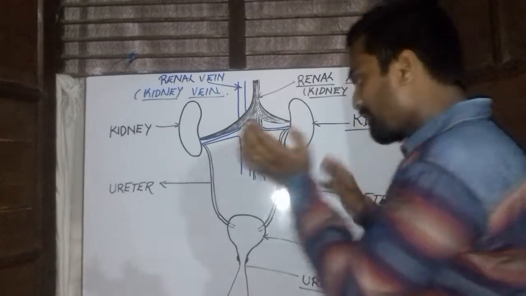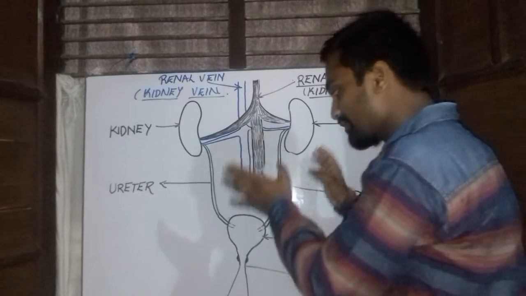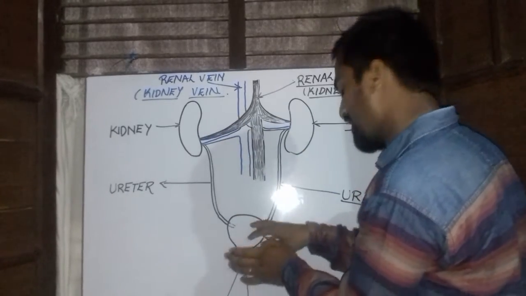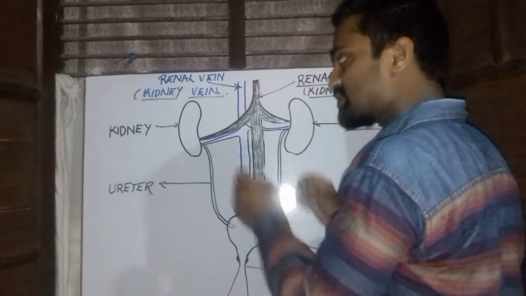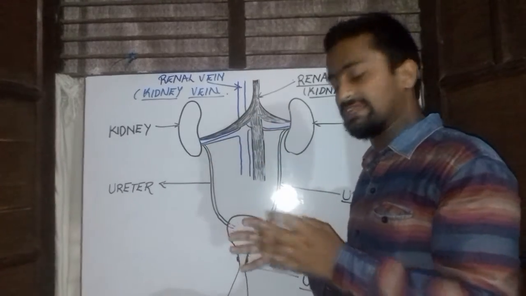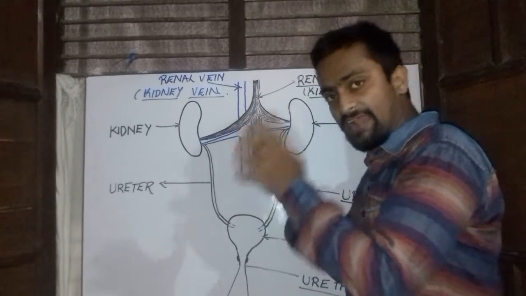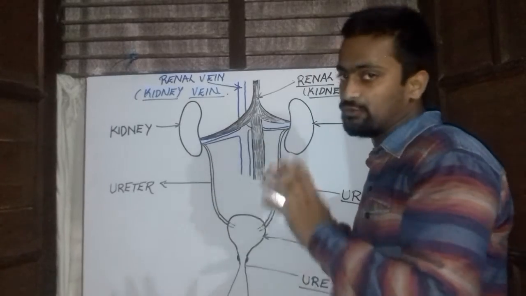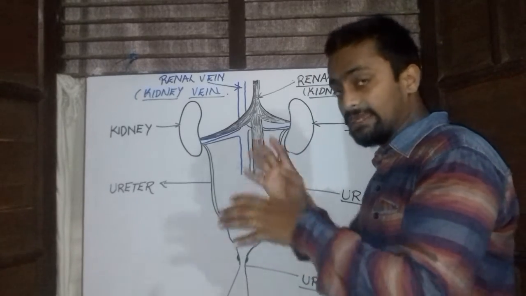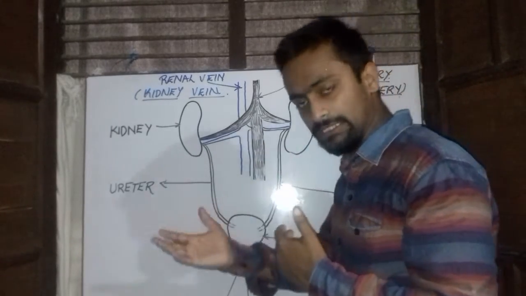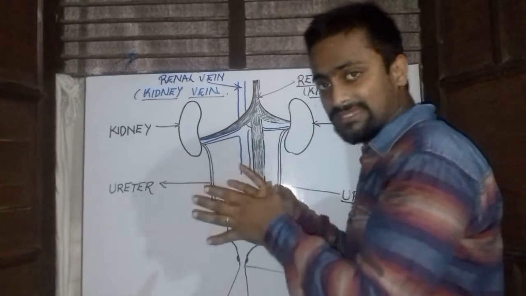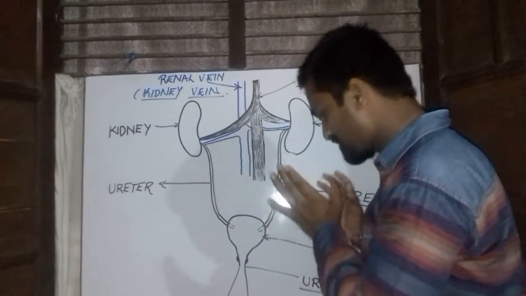Now, once the urine has reached the bladder, what happens? The bladder stores the urine for some time. It is a muscular sac-like structure, and its function is to store the urine until we go to the toilet. So once this bladder is full, what happens?